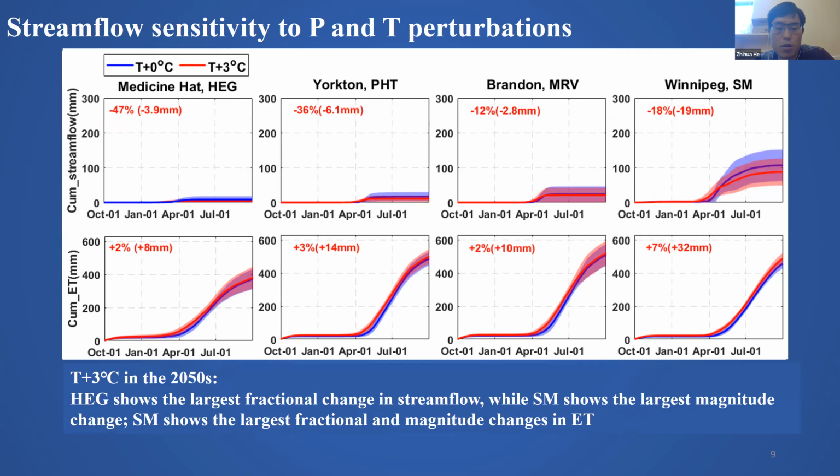So when we check the response of the streamflow and evapotranspiration to temperature warming of 3 degrees in the future, we can see the HEG class shows the larger fractional change in streamflow, and the South Manitoba class in the east shows the largest magnitude change. And also we can see the South Manitoba class shows the largest fractional and magnitude changes in the evapotranspiration. The flux changes can range from 2% to 7% in all the classes.